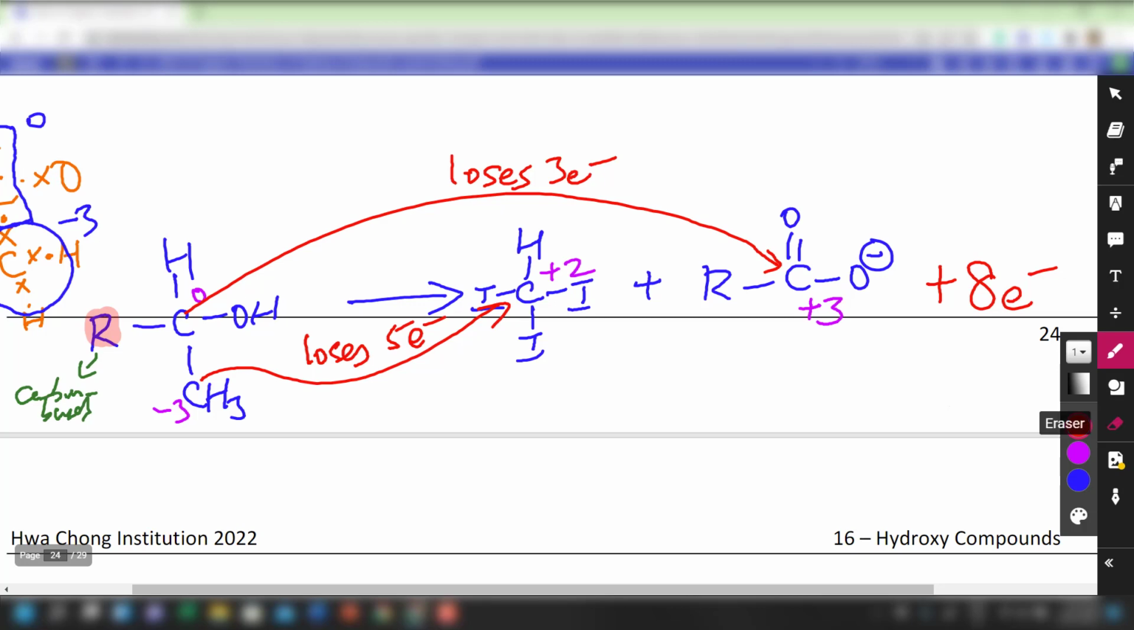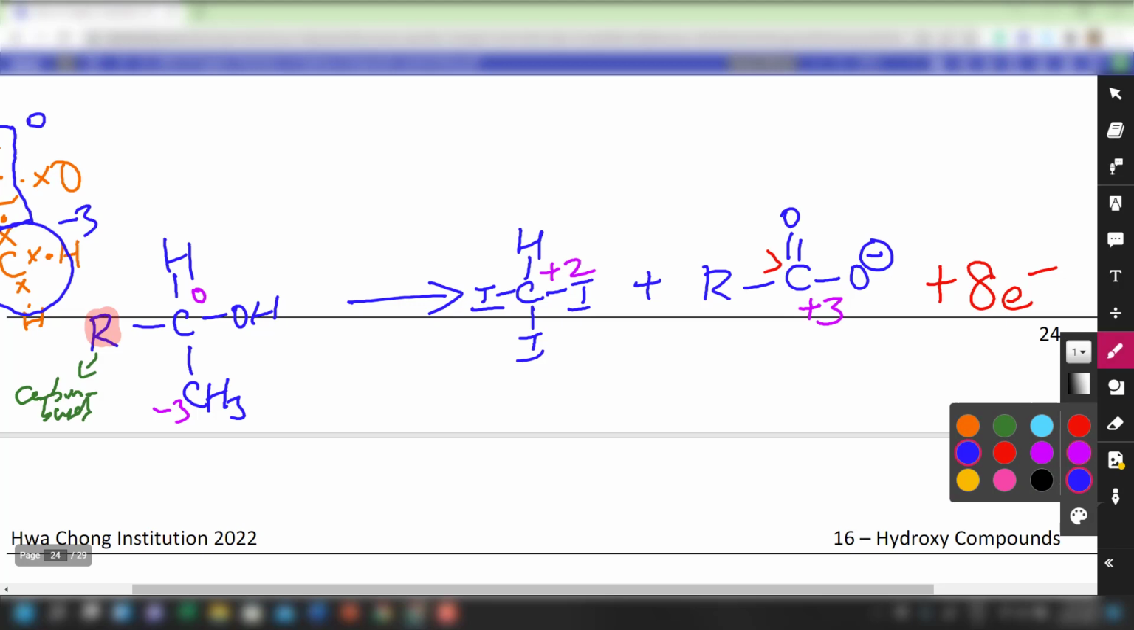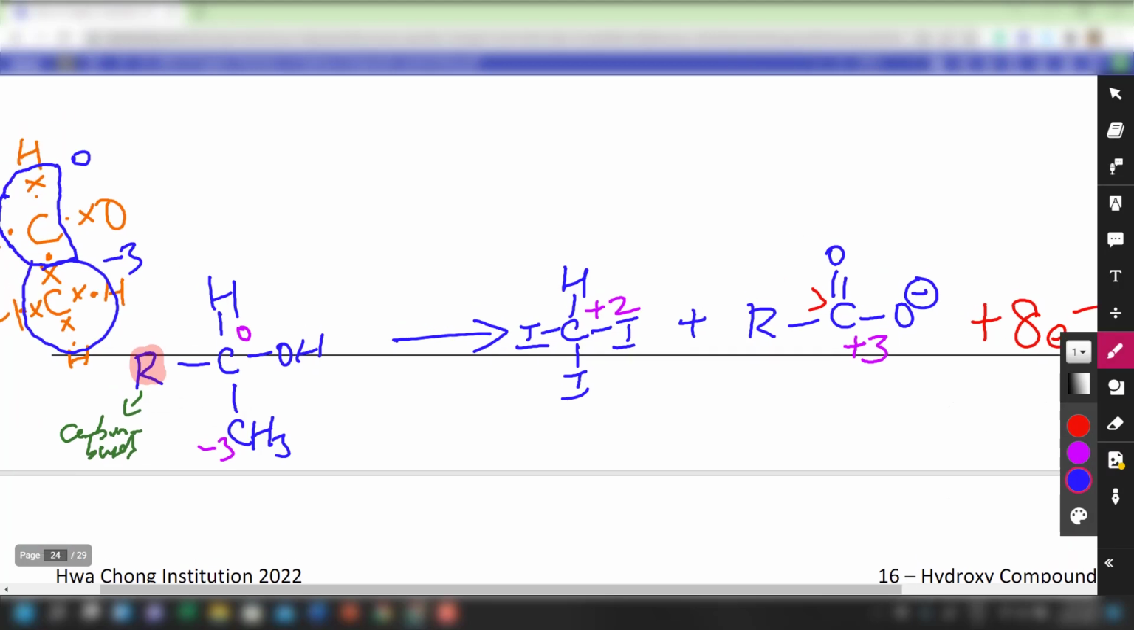Okay, so with that, I'm going to erase this part because I think it's easier, it's less messy. So now 8 electrons being lost, right? Remember in iodoform tests, we use iodine. So the 8 electrons being lost should be gained by the iodine. But each iodine can only gain 2 electrons. So in order to gain 8 electrons, I will need 4 iodine. And in this case, I'm going to get 8I minus.